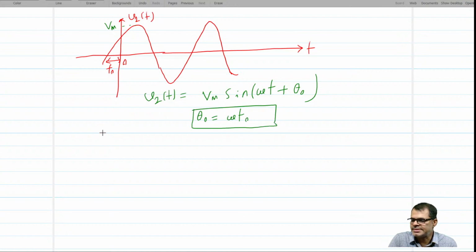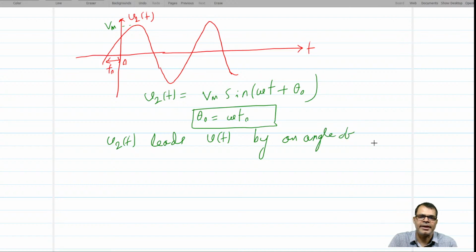So we can say the V2(t) wave leads V(t) by an angle of theta naught degrees. Clear? So there should not be any confusion about the leading wave and the lagging wave.